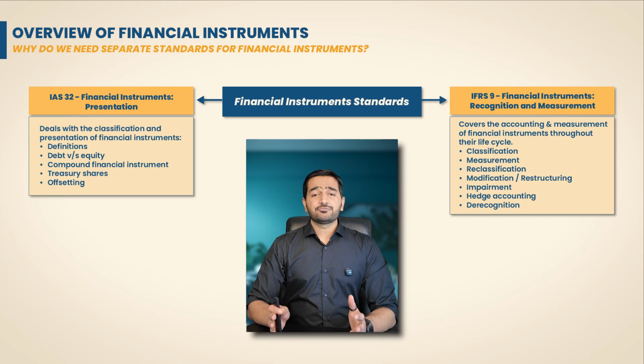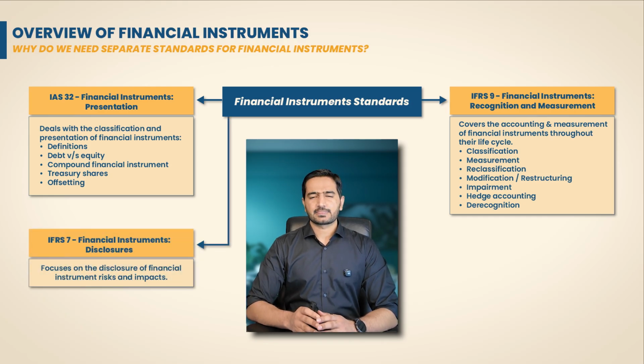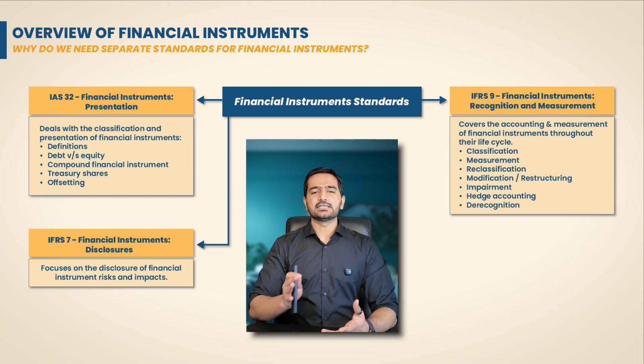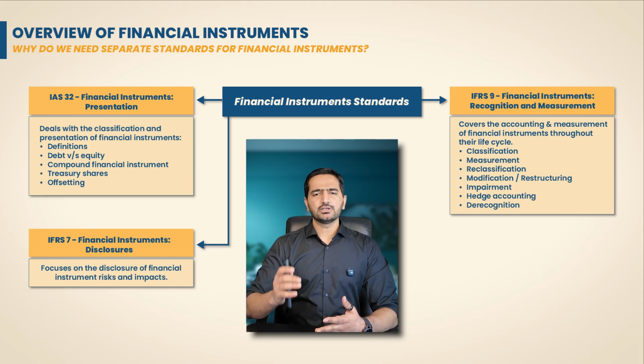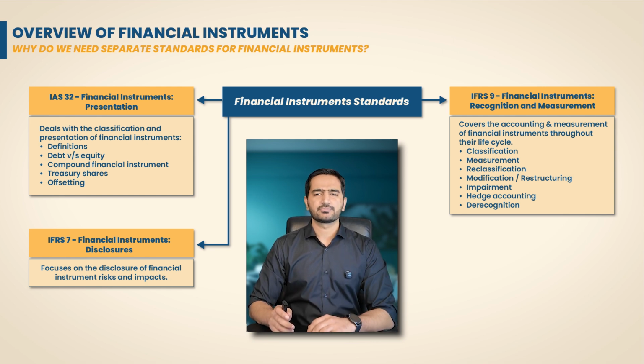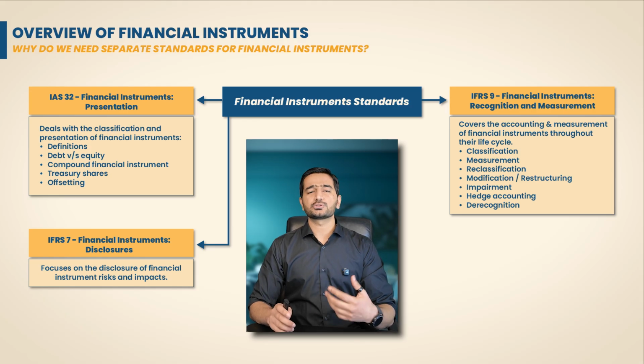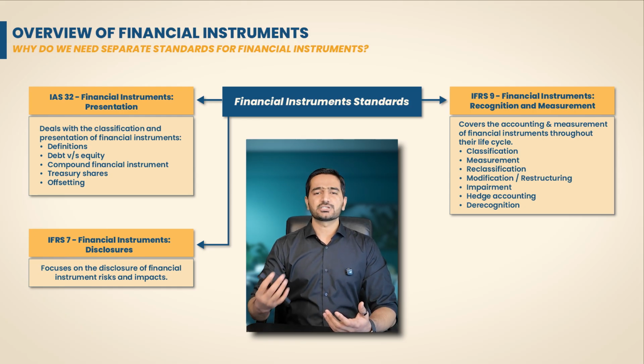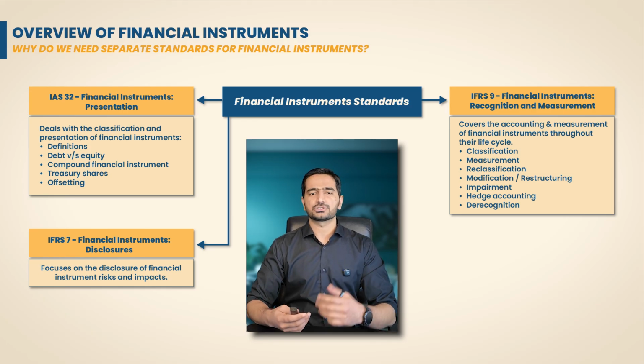The third standard is IFRS 7 financial instrument disclosure. As the name says, IFRS 7 deals with disclosures. Even if you have recognized and measured your financial instrument perfectly under IAS 32 and IFRS 9, the story is still not finished. Users of the financial statements also need to understand what type of financial instruments does the company hold, what are the associated risks, credit risk, liquidity risk, market risk, how is the management controlling those risks, what is the impact of financial instrument on the entity's financial performance and financial position.